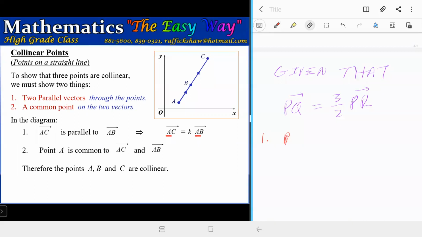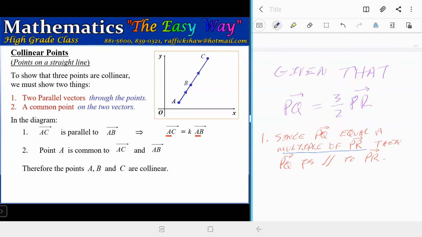So let me write it out for you then. So the first thing, since PQ equals a multiple of vector PR, then PQ is parallel to PR. That's it. This is the reason right here.